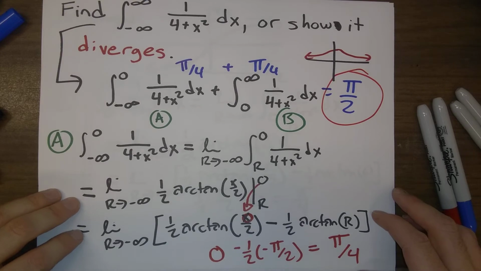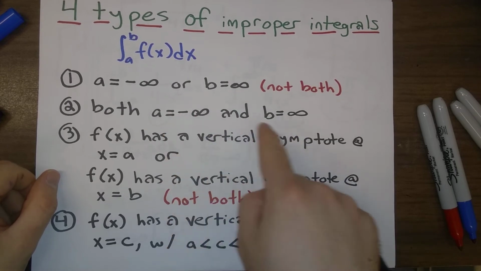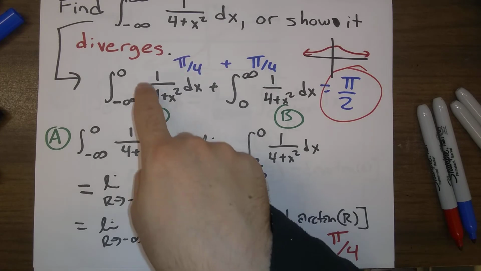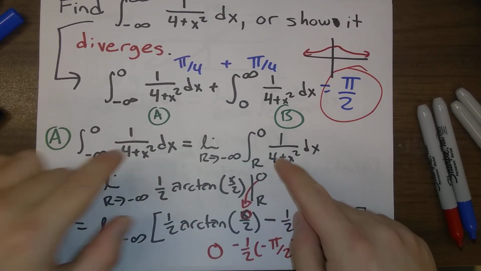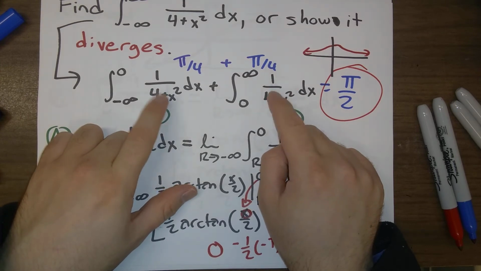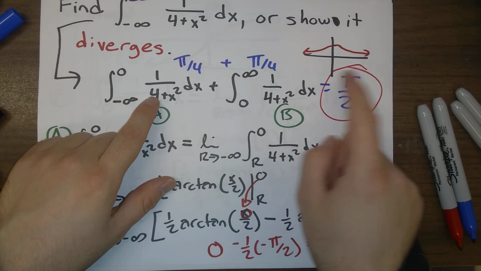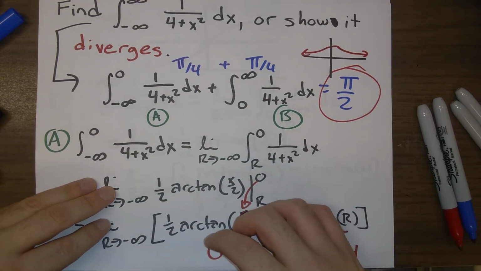Okay, so how do we do this kind of problem? Let's just recap. If we have limits a and b that are both infinite, minus infinity and positive infinity respectively, we have to break it in the middle at some point and calculate two separate improper integrals. If either one of these diverges, the overall integral would diverge. In this case, they both converge, so we simply add our answers together to get our overall answer.